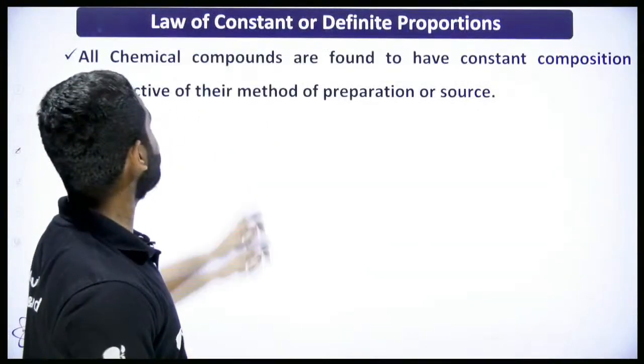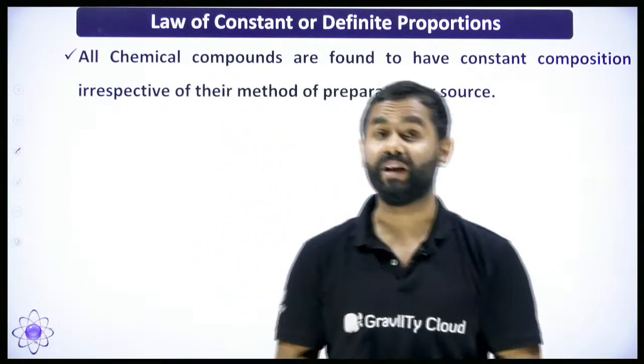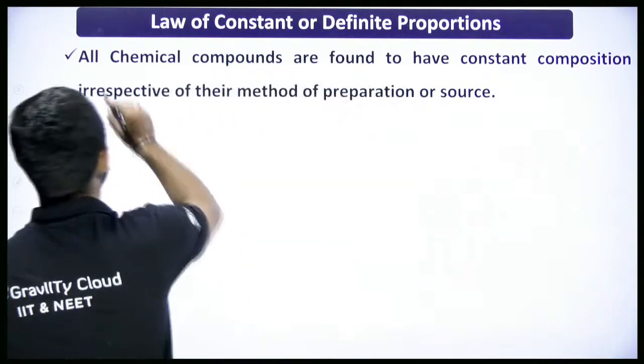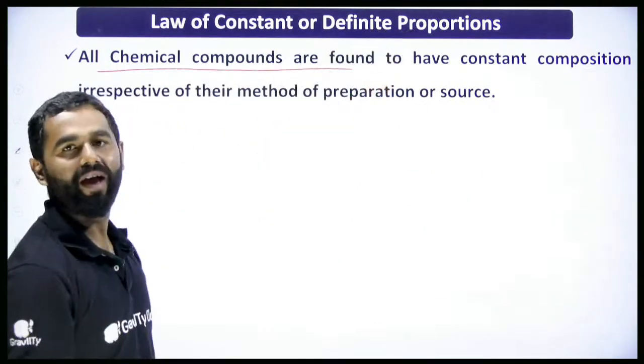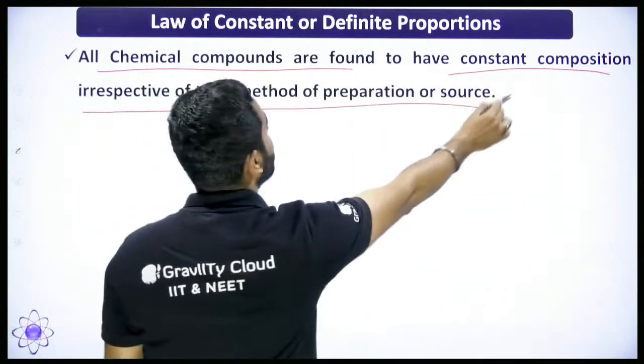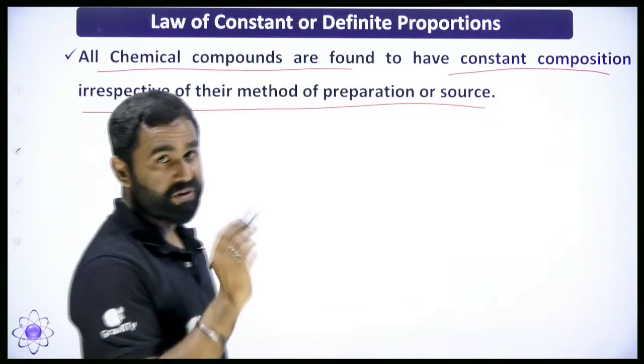Next law is regarding the law of constant or definite proportions. Now this law is very easy and this law is very interesting and important also. Right? According to this law, a chemical compound is found to have a constant composition irrespective of its method of preparation or source. What is the meaning of this statement? That is important to understand.